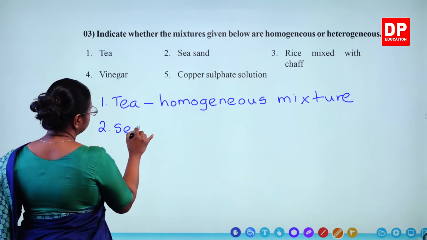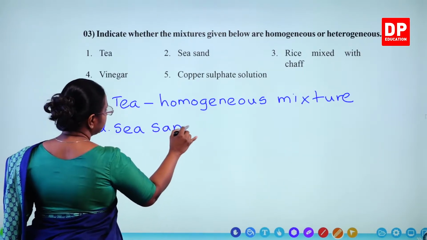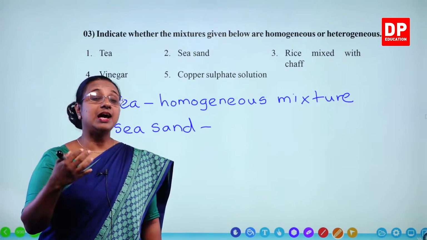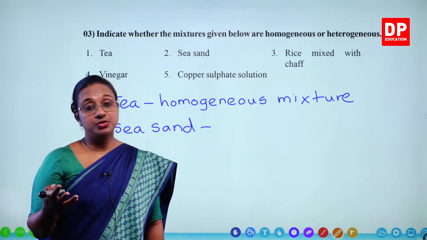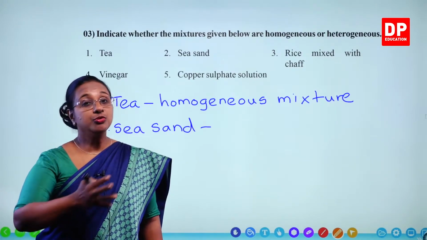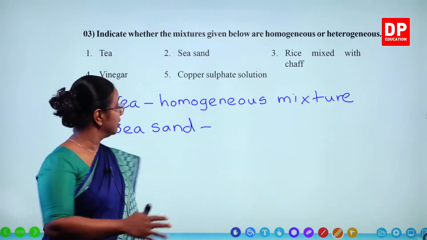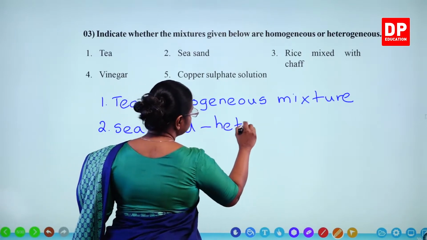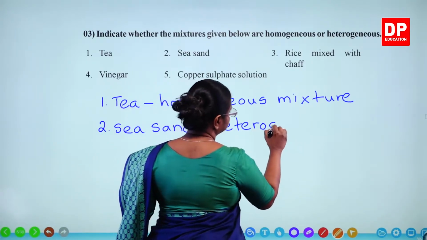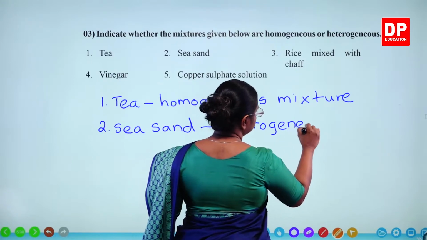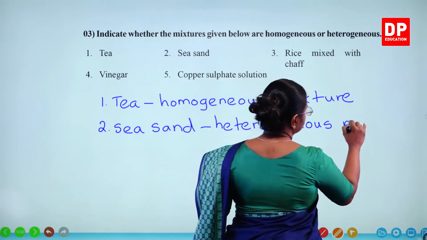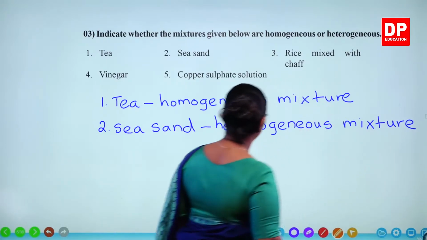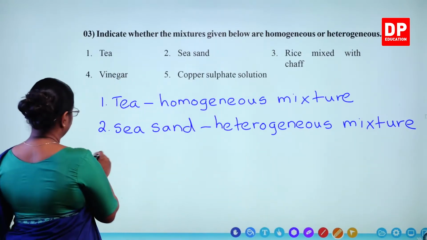Then the second one, sea sand. What can you say about sea sand? There will be sand, but there can be other particles also present in sea sand. You don't get only the sand. So, most likely it will be a heterogeneous mixture. Sea sand, heterogeneous mixture.